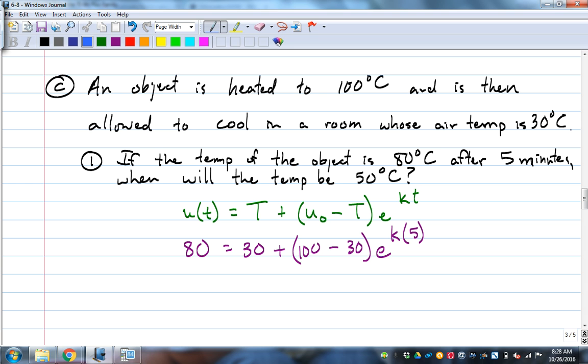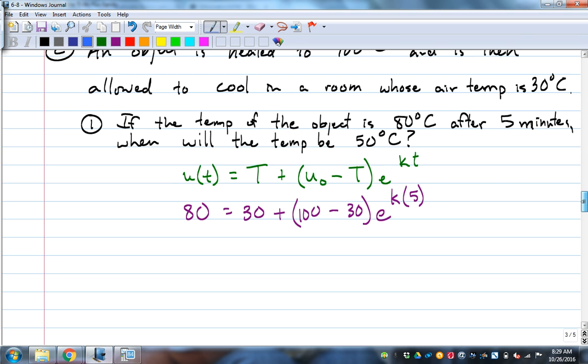So how do we solve that equation for k? Well, the parentheses are attached to an e to the 5k, so subtracting 30 would just get rid of that 30 first. There's 50 is equal to 100. Well, what's 100 minus 30? 70. So 70 e to the 5k. And then it turns into a pretty easy problem. That looks much less complicated than that original thing did, right? Divide by 70.